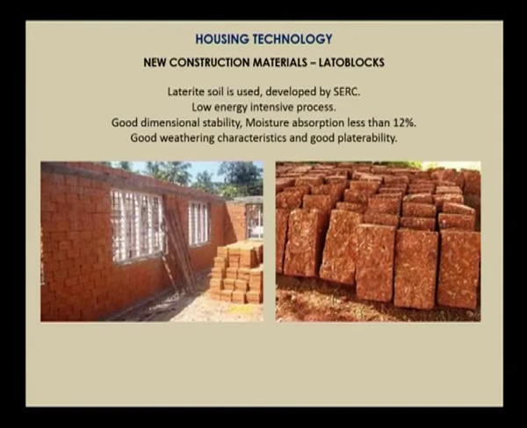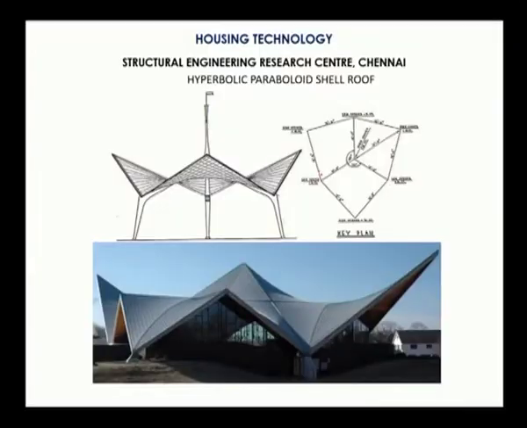Laterite blocks are another natural material taken from laterite soil, and it was developed by the Structural Engineering Research Institute over here. And the best advantage over here is that these blocks have a moisture absorption of less than 12%, which means that these blocks have good weathering characteristics and plasterability. So, this material has a visual quality attributed to it, and it also does not require any skilled labor to be used or employed for construction.